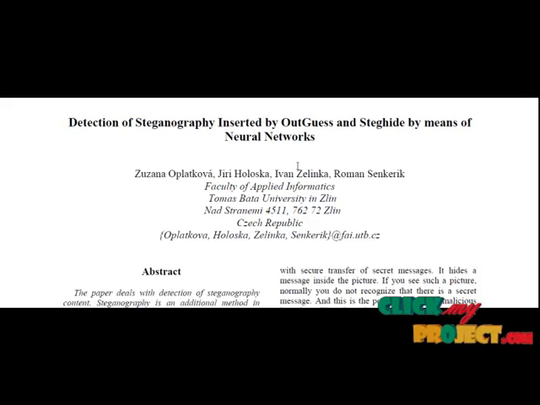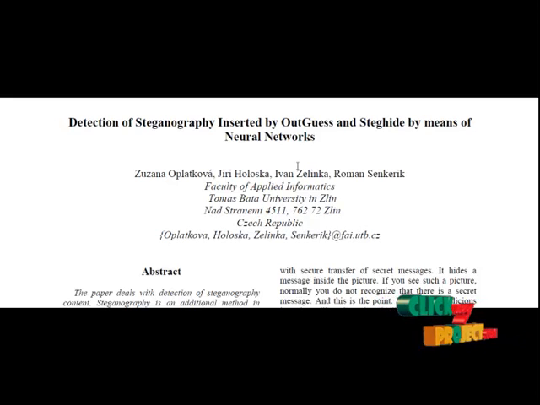In this paper, we deal with the detection of steganography content. Steganography is an additional method to cryptography which helps to hide encoded messages inside pictures or videos. To hide a message is very important, but also detecting such content is important to avoid its misuse. The detection of steganography is not easy.